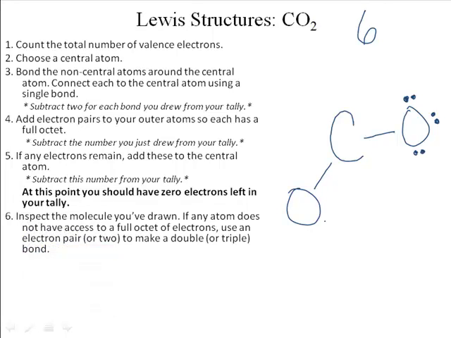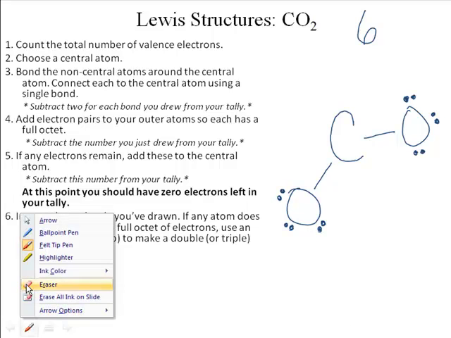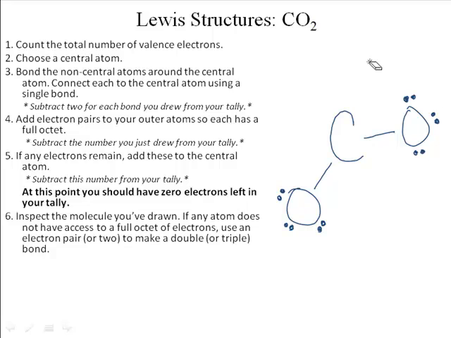I go to my next oxygen. It already has access to 2 electrons, so I'm going to give it 6 more electrons to bring it up to a perfect octet, and I'm going to adjust my tally from 6 minus 6. I'm now down to 0.